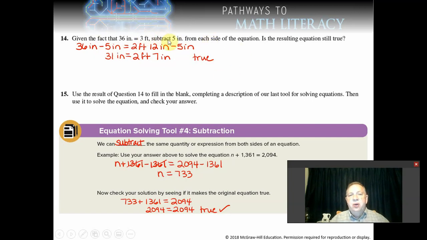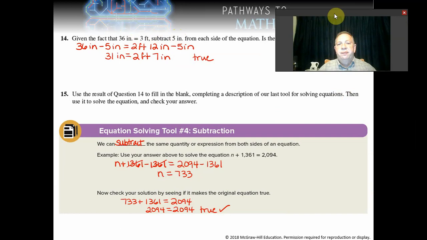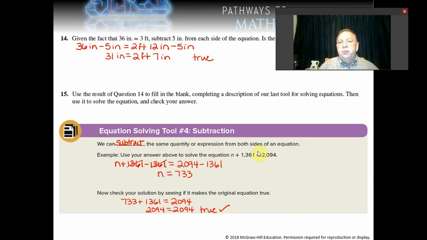But with a pure number, subtracting 5 from both sides, I don't know what 5 is. Is it 5 yards, 5 minutes? It's got to be the very same units before I can subtract those off. So we can subtract the same quantity or expression from both sides of an equation.